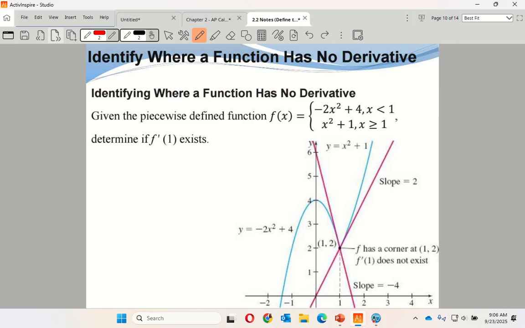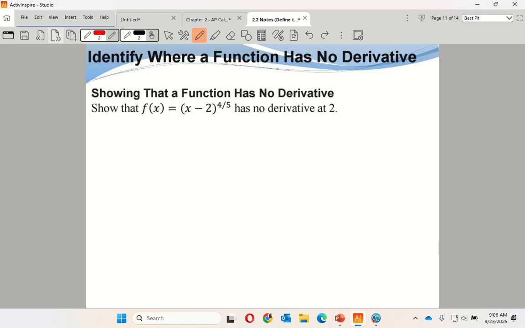So there it is right there. It does not exist, and it is a corner or pointy point right there. That's how I always refer to it. It's pointy point. If we put pointy point on the AP test, will we get credit? You have to say corner, but I just try to describe it best by what it looks like, and you can see what it is.